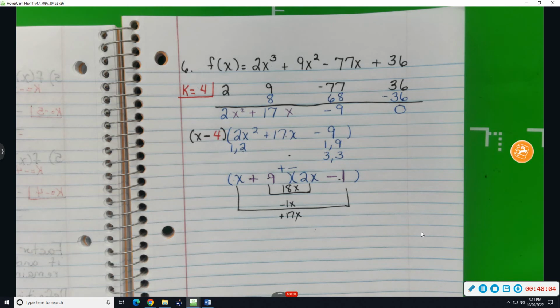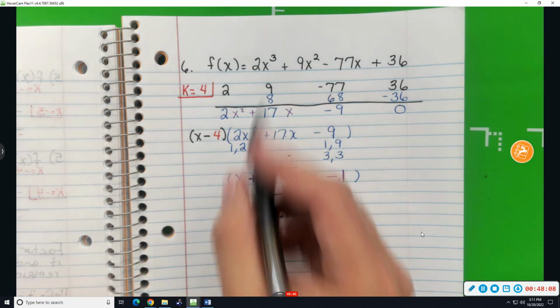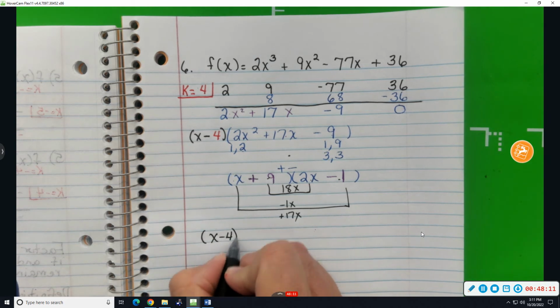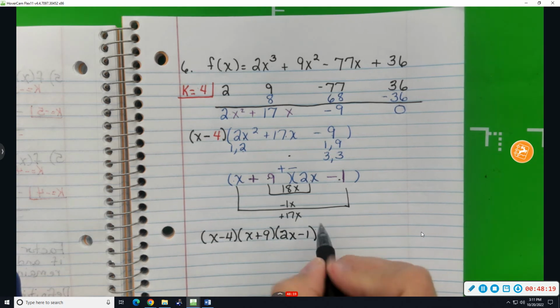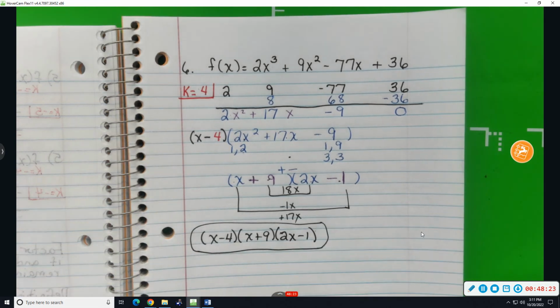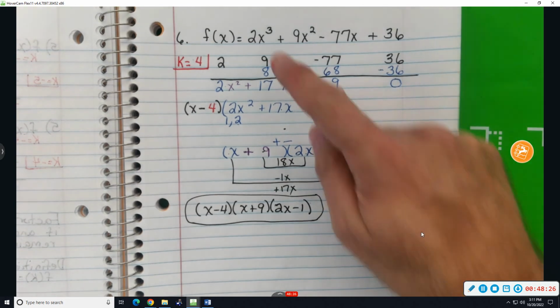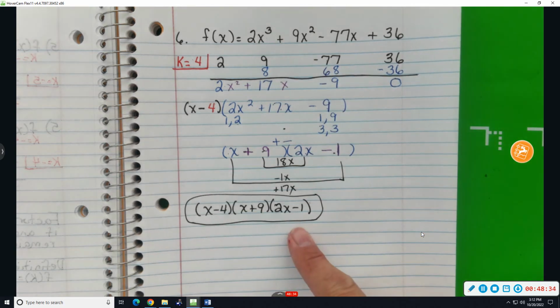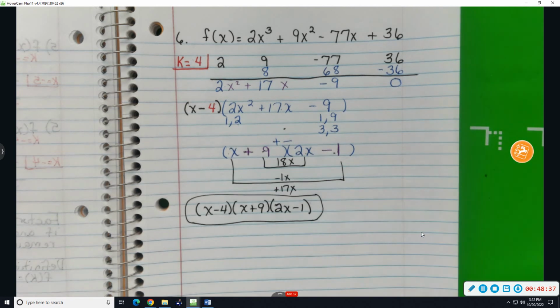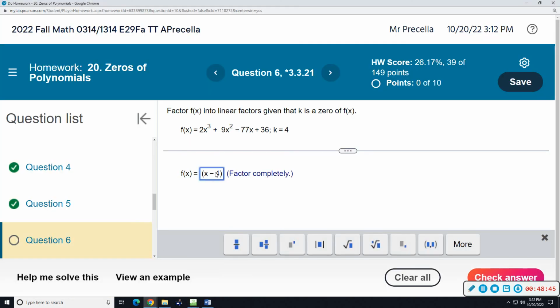So what are the three sets of parentheses that you could start filling out in order to get that up there? Here's what the answer looks like. This is what I'm going to type in: x minus 4, x plus 9, 2x minus 1. To factor something that has an x cubed in it, your answer should have three sets of parentheses. Now, the order in which you write the parentheses doesn't matter. But your answer should have a parenthesis with x minus 4 in it, a parenthesis with x plus 9, and a parenthesis with 2x minus 1.